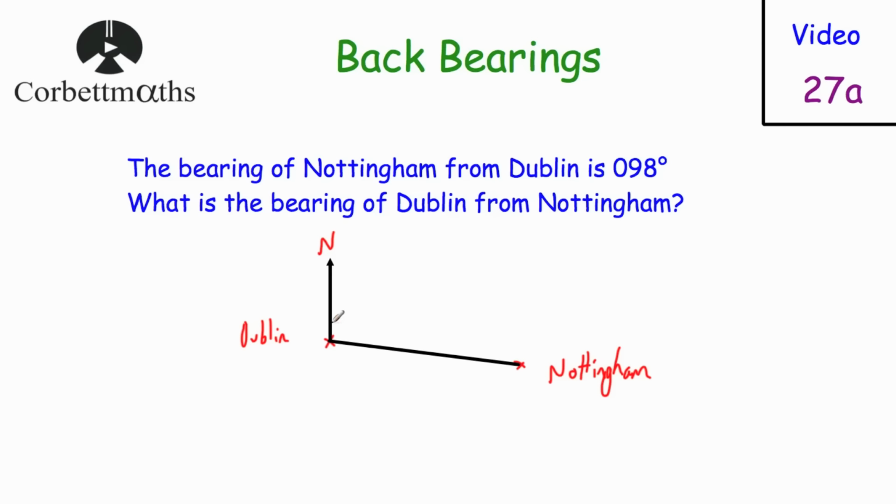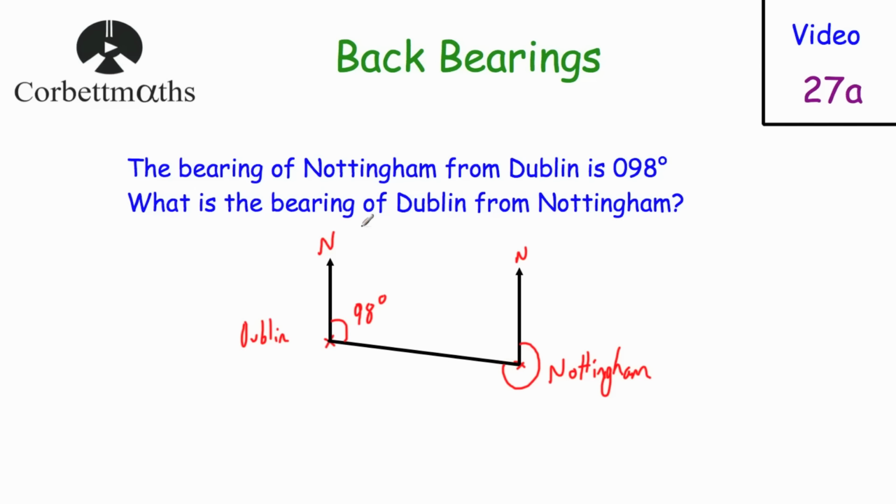Now let's mark in the angle. We know that angle is 98 degrees because the bearing is 098. Now let's also draw another north line at Nottingham, with a little n. We want to measure the bearing of Dublin from Nottingham, so we want to measure the angle going clockwise from the north line at Nottingham, around to the line joining Dublin and Nottingham, like so. We want to find the size of that angle.